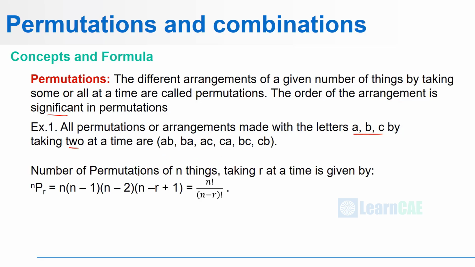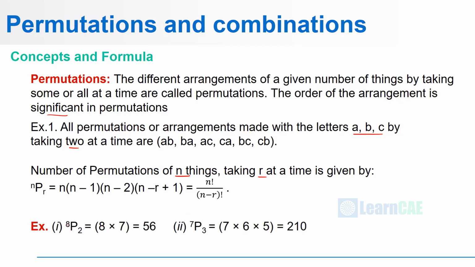Therefore, the formula for number of permutations of n things taking r at a time is given by nPr is equal to n into n minus 1 into n minus 2 and so on till n minus r plus 1. This is given by n factorial divided by n minus r factorial. We can remember this formula.